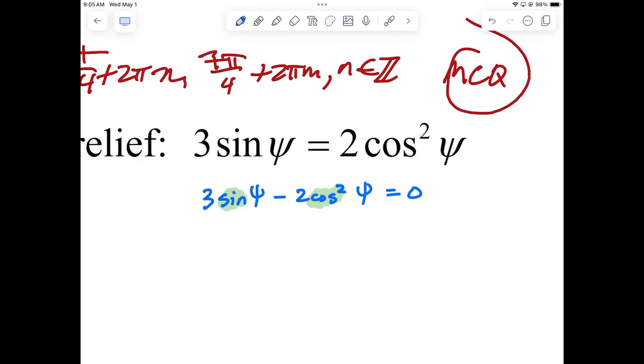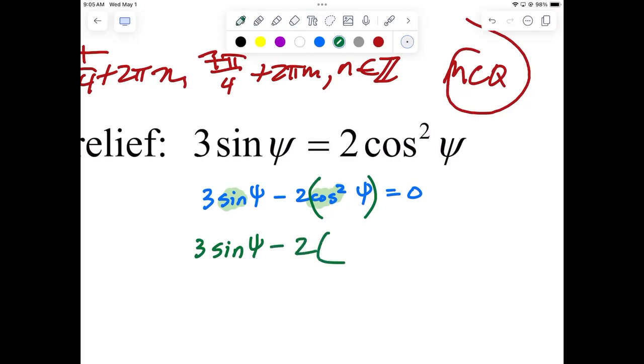Well, let's take our time here. I'm going to put cosine squared of psi in parentheses, and I'm going to work straight down, and I'm just going to put minus 2 parentheses equals 0. Cosine squared of psi is actually 1 minus sine squared of psi. That's that other version of the PIDs that I told you show up very often. Cosine squared is 1 minus sine squared, and similarly sine squared is 1 minus cosine squared.